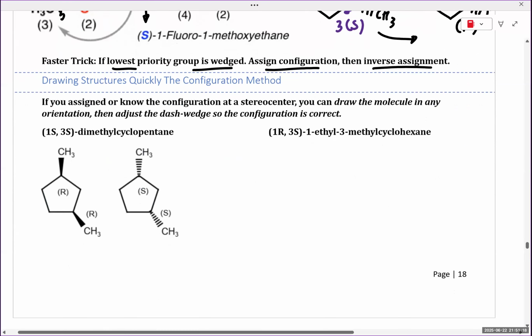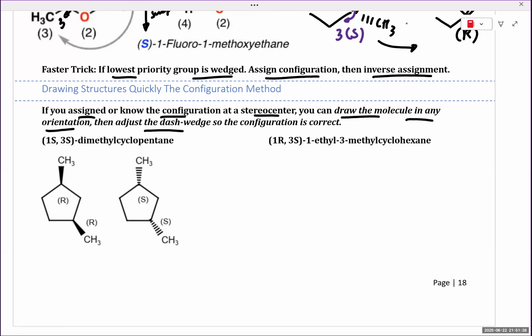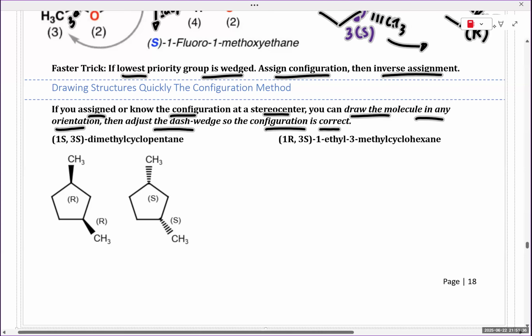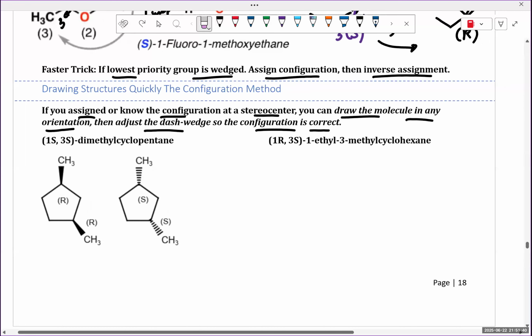Let's talk about a quick method to draw structures. If you assigned or know the configuration at a stereocenter, you can draw the molecule in any orientation and then adjust the dash wedge so the configuration is correct. For example, if you're asked to draw 1S,3S-dimethylcyclopentane, you can initially draw it double wedged.